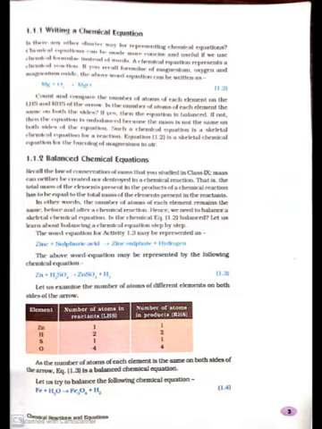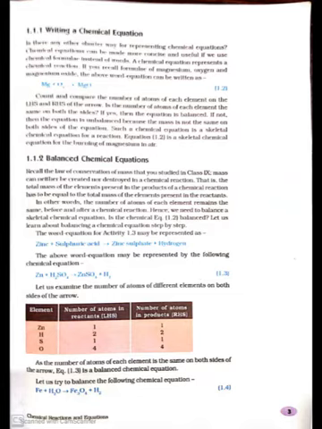Hence, we need to balance a skeletal chemical equation. Is the chemical equation 1.2 balanced? Let us learn about balancing a chemical equation step by step. The word equation for activity 1.3 may be represented as zinc plus sulfuric acid is equal to zinc sulfate plus hydrogen. The above word equation may be represented by the following chemical equation: Zn + H2SO4 = ZnSO4 + H2.